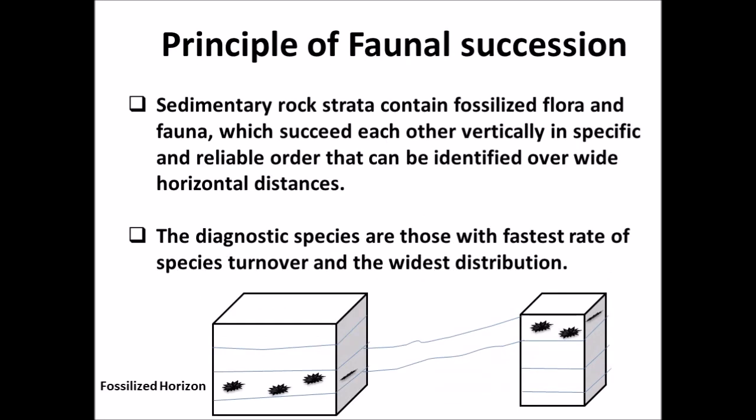Next is the principle of faunal succession. Sedimentary rock strata contain fossilized flora and fauna which succeed each other vertically in a specific and reliable order, and that can be identified over wide horizontal distances. With that assumption we can connect strata from different places if some events or erosion have taken place in between. The diagnostic species or fossils should have the fastest rate of species turnover with the widest distribution.